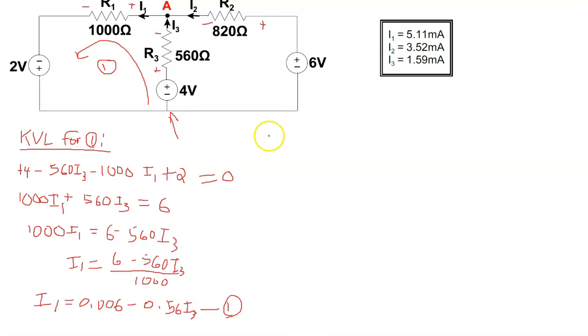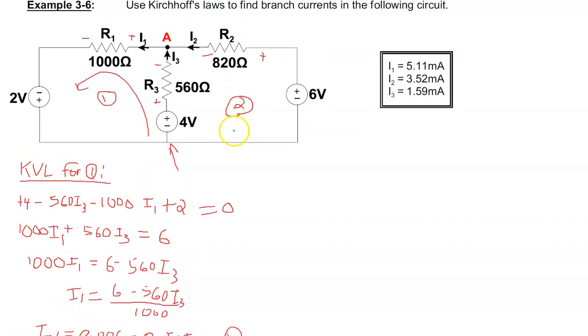Okay, so now we'll call this loop 2, and our direction of assumed current for loop 2 is, again, we put I2 here from right to left, so again counterclockwise. We'll start here, and we write KVL for loop 2.